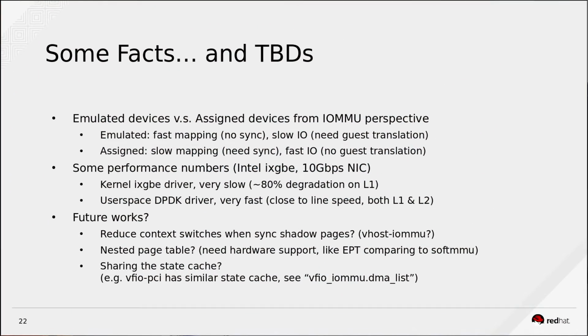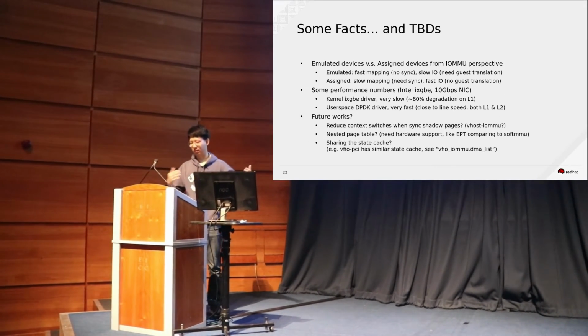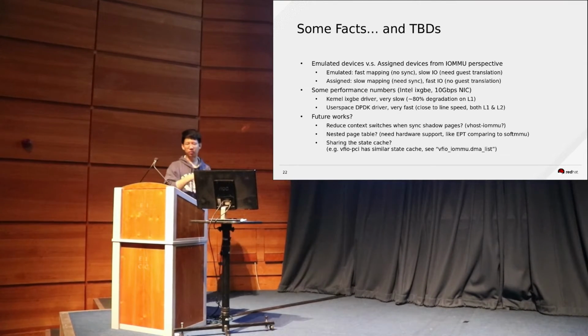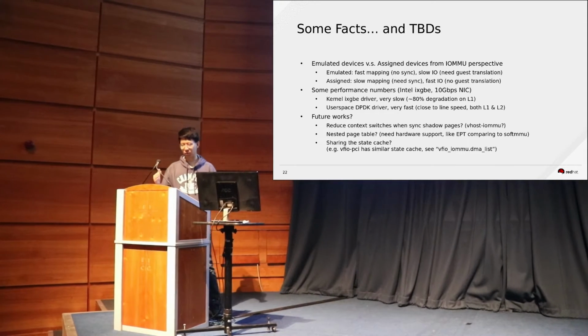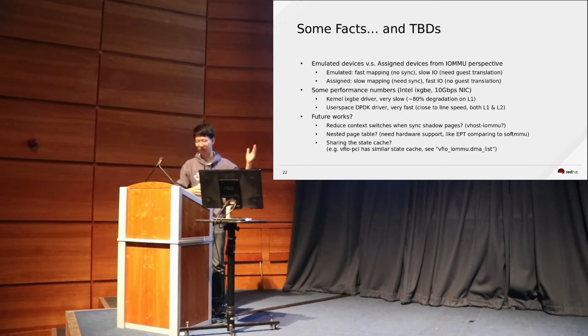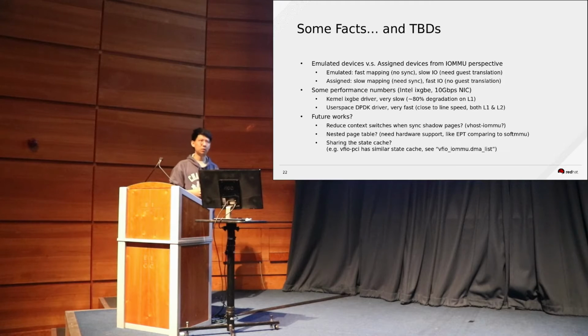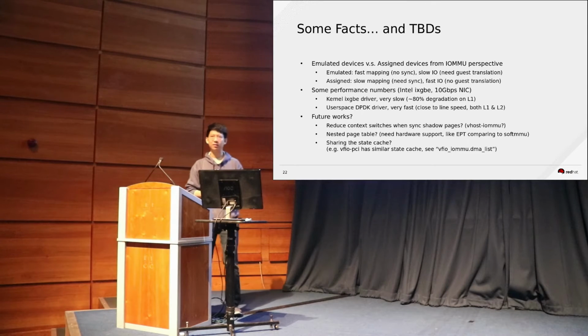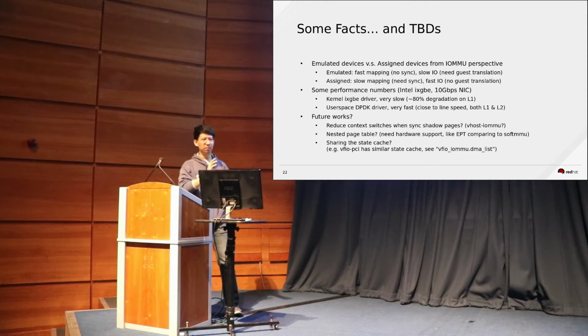Quick status updates, some facts. We can do a quick comparison between emulated devices and assigned devices from the IOMMU perspective. When there is an IOMMU in the guest, the performance can be very interesting and different for these two kinds of devices. For emulated devices, mapping is very fast because we don't need interceptions from the hypervisor's point of view. Basically, we set up some PTEs and we just do the DMA. However, it will be slow when we do the DMA because we need to translate on the fly. So the setup is fast and the I/O is slow.